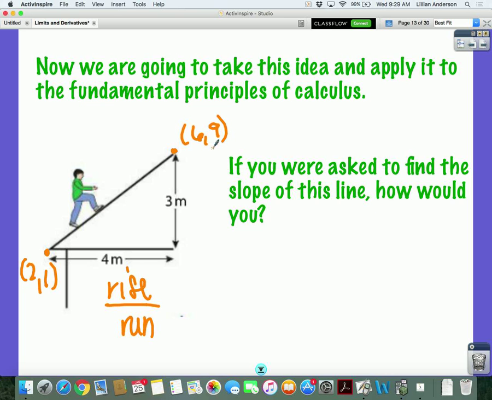Y2 minus Y1 over X2 minus X1, because rise is your Y's and run is your X's, so your Y's have to be on top of your X's. Yes, this is the old school slope formula from algebra 1. That's because we're dealing with a line, a straight line.